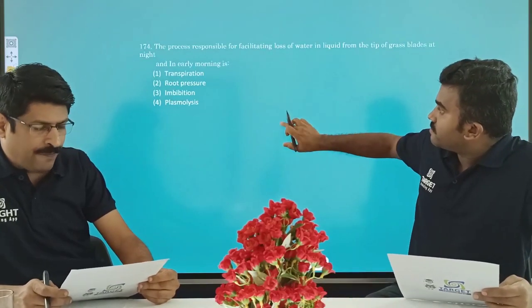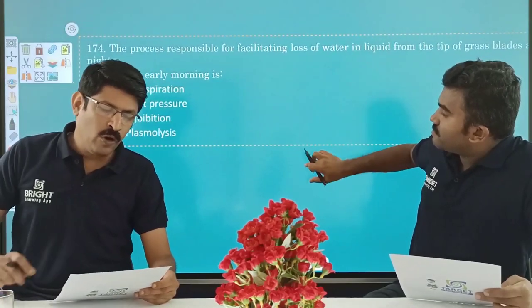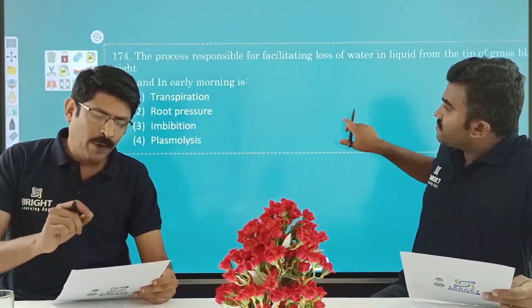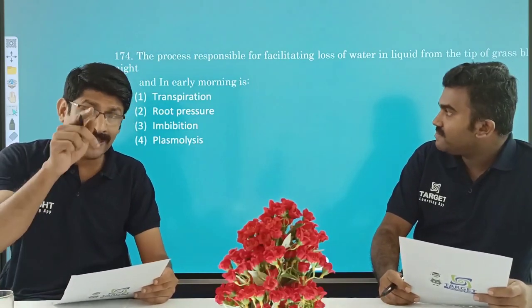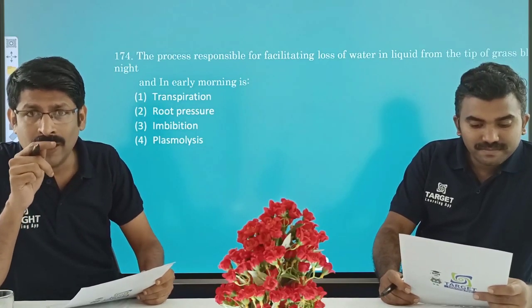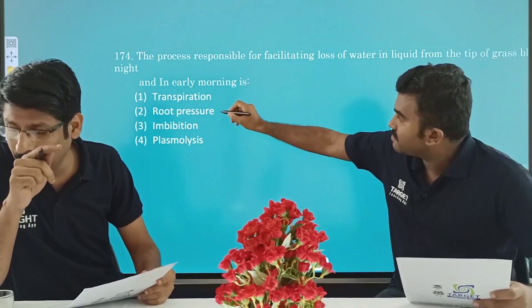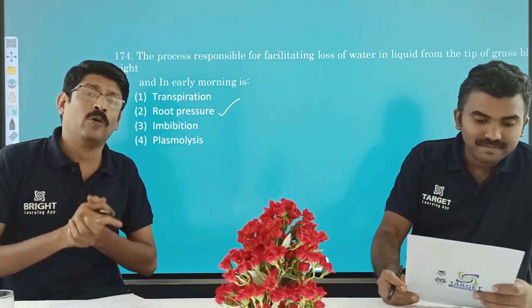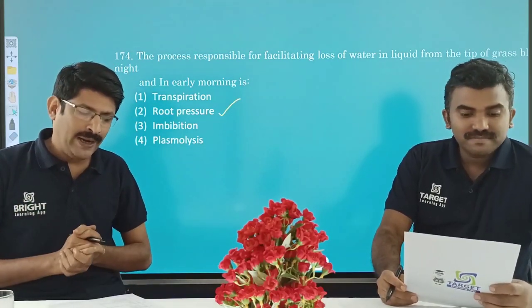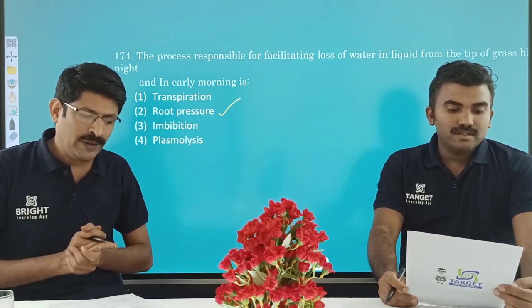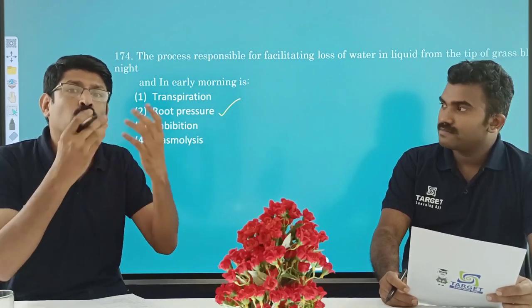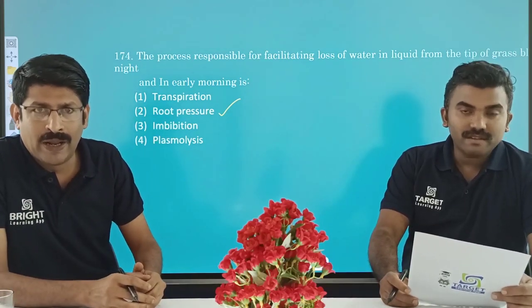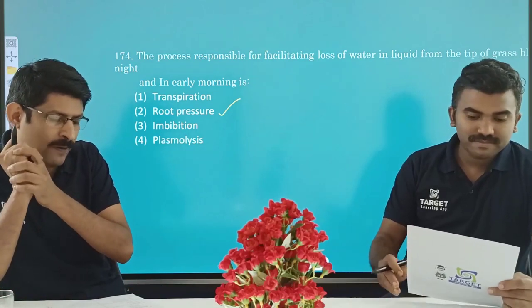Also, 174. The process responsible for facilitating the loss of water in liquid form from the tip of the grass blade at night and in the early morning is due to root pressure. That is guttation. It came from the chapter transport in plants, page number 186, which explains transpiration and root pressure. So the answer is the second option, root pressure. Through root pressure, water oozes out through the hydathodes, as dew drops from grass-like and herbaceous plants.